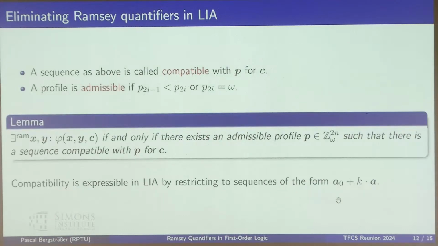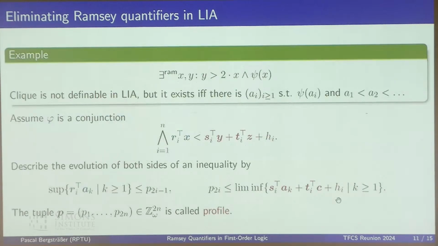We call such a sequence compatible with this profile, and we say that a profile is admissible if this left-hand side guys here are strictly smaller than this right-hand side guys, or this is already omega. So why does this make sense? So let's assume on the left-hand side we are unbounded, so we are increasing, but it's unbounded. And on the right-hand side, it's bounded, let's say, constant. Then, of course, at some point, this will be greater than this, so this inequality will not be fulfilled anymore. Not for infinitely many values, right, in our sequence. So there we cannot find an infinite clique.